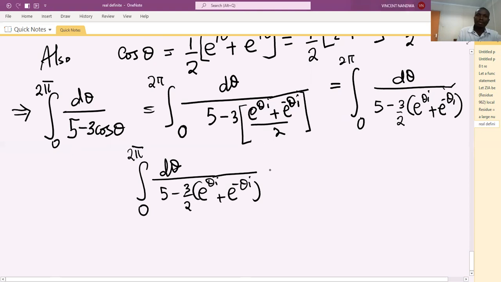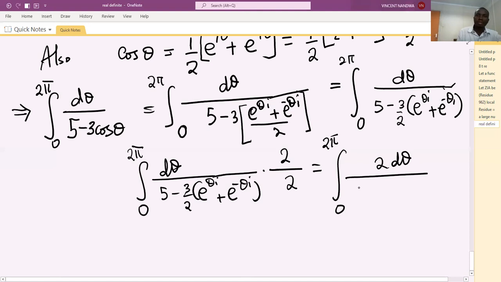If we multiply numerator and denominator by 2, I will not have changed the equation. So I'll have the integral from 0 to 2 pi of 2 d theta, and then 2 times 5 will give me 10, and 2 times the other term I'll get minus 3 into e raised to the power i theta plus e raised to the power minus i theta.